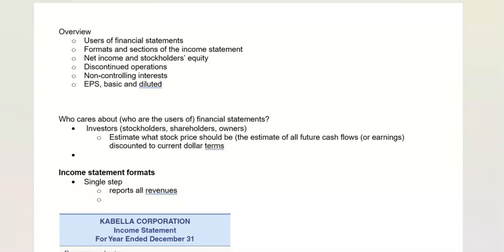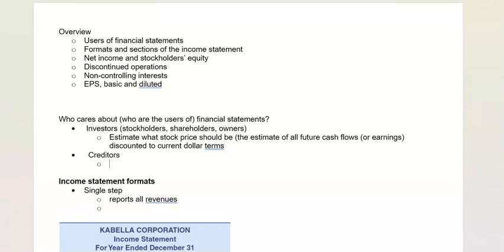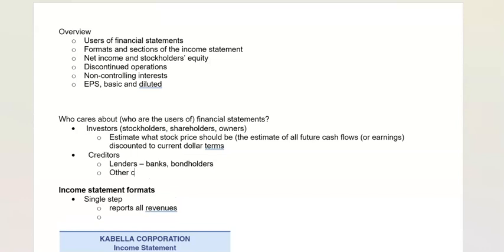The other main group of users of financial statements are the creditors. Two main types of creditors. The biggest type is the lenders, those who actually give cash to the company, typically banks and bondholders. There are other types of creditors: suppliers, employees who are owed their wages, the government that's owed its taxes, anyone that didn't directly provide cash to the company but is waiting for the cash repayment from the company.